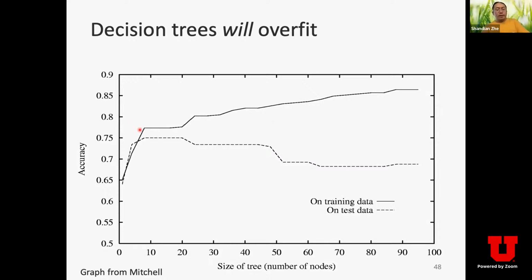So we can look at how the training accuracy and test accuracy vary when you grow the tree, making the tree bigger and bigger. Right? So first, with the increase of the tree size, the training accuracy keeps increasing, right? Meaning that it can fit the training data better and better. But what about the test accuracy? What can we observe about test accuracy?